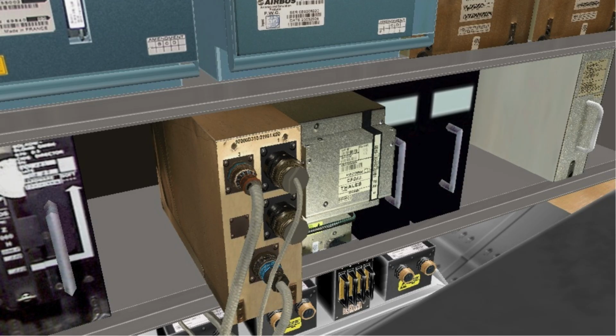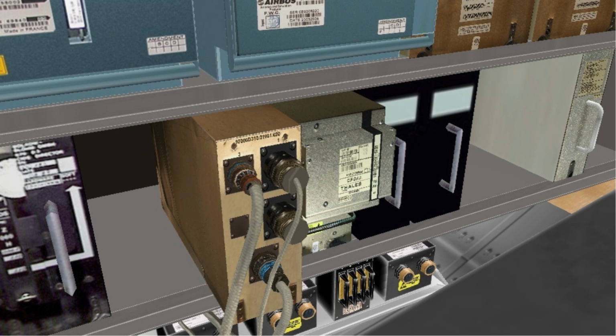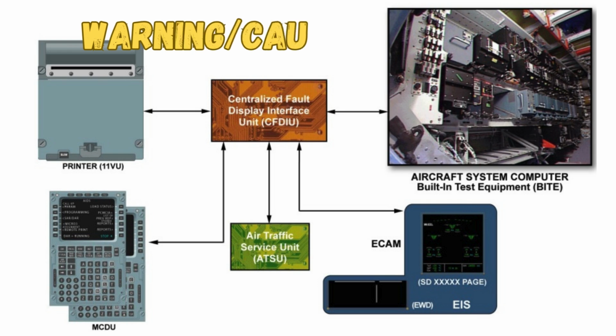The Centralized Fault Display Interface Unit, CFDIU, centralizes and memorizes all information concerning aircraft system failures. Reading or printing of the failure information is done in the cockpit. Most aircraft system computers have a built-in test equipment, BITE. The BITE permanently monitors the system operation. When a failure is detected, it is stored in the BITE memory and is transmitted to the CFDIU. The Electronic Centralized Aircraft Monitoring, ECAM, which generates warning and status messages, delivers these data to the CFDIU as well.